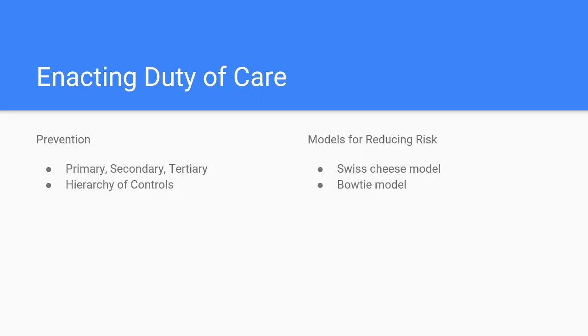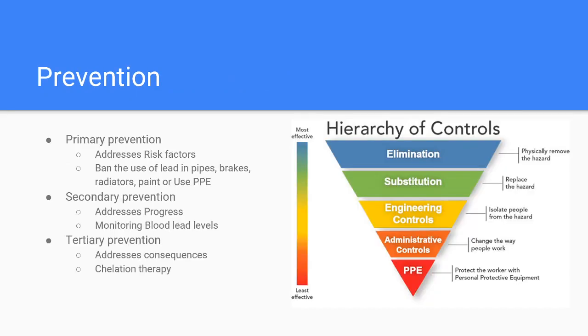And how do they enact the duty of care? So there's prevention and there's reducing risk. You probably would have heard of all these: primary, secondary, tertiary prevention. You probably would have heard of the hierarchy of controls, as well as the Swiss cheese model and bow tie model, but I'll touch on them quickly. So primary prevention is addressing the risk factors. An example of this would be banning the use of lead in pipes, brakes, radiators or paint. PPE is actually a form of primary prevention as well, but I'll talk about it in the hierarchy of controls. Secondary prevention is addressing progress and looking for signs of deterioration. So in terms of a lead example, it's monitoring the blood lead levels. Tertiary prevention is treating the consequences, and that would be something like chelation therapy for when you've been exposed to lead, you've gotten the disease, and now you need to treat it.